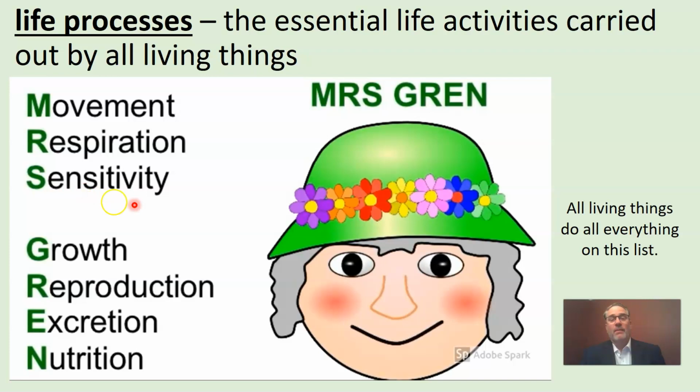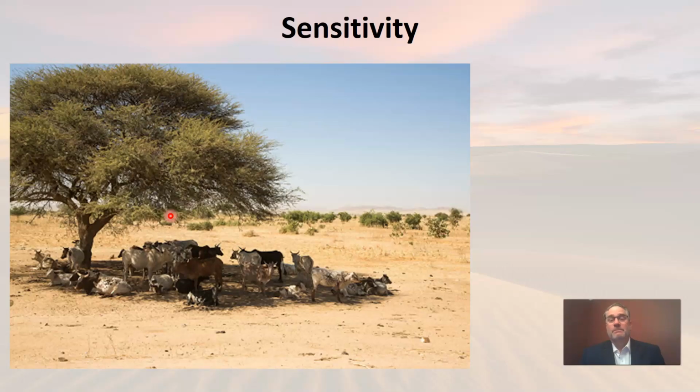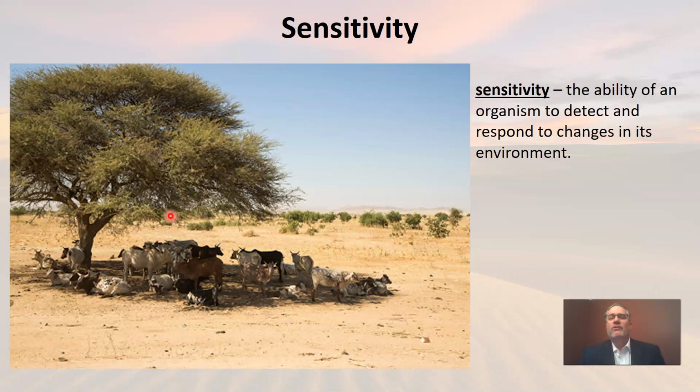And bear in mind, an organism is not alive if it doesn't do everything on this list. It can't just do 6 of them. It has to do all 7. So, sensitivity. Sensitivity is the ability of an organism to detect and respond to changes in its environment.